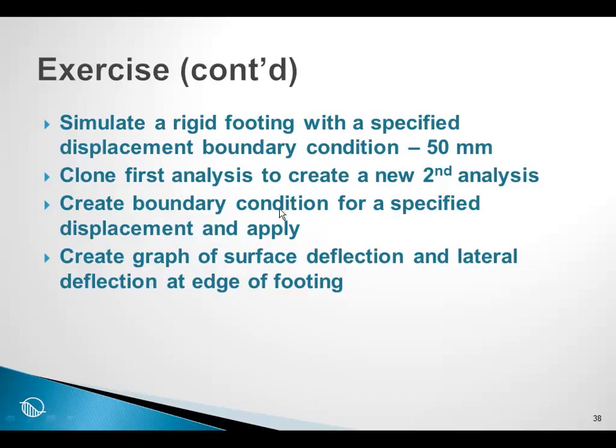We'll continue the exercise now by looking at another type of boundary condition, and this is very common in numerical analysis, that we simulate certain features with a boundary condition. In this case, we can simulate the effect of a rigid footing with a specified displacement boundary condition, say 50 millimeters or 0.05 meters. So what we're going to do is clone the first analysis and then apply our displacement boundary condition and again look at the results.